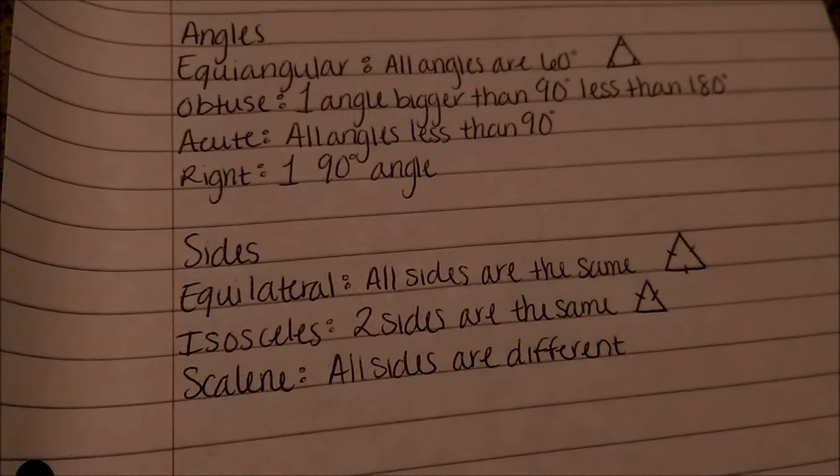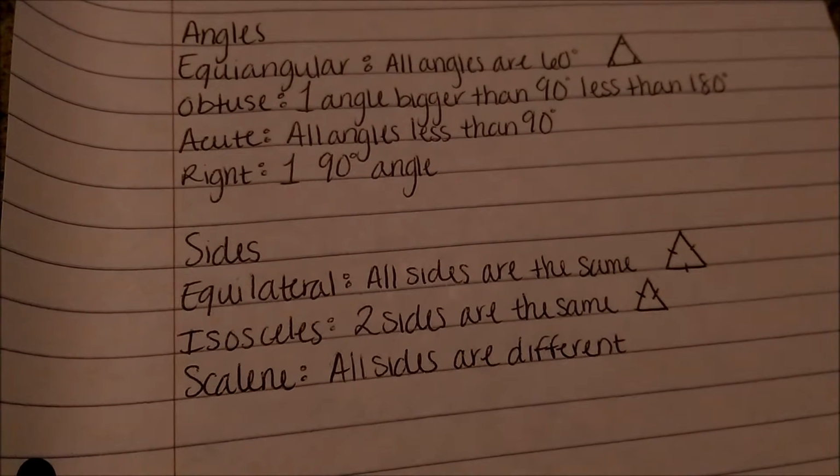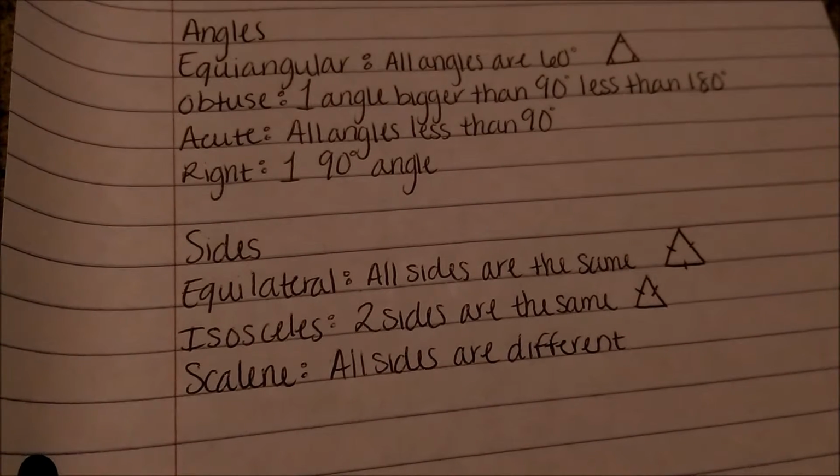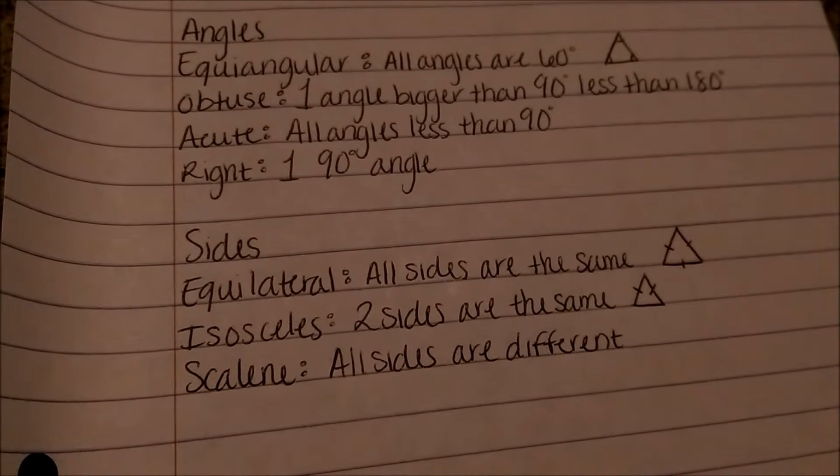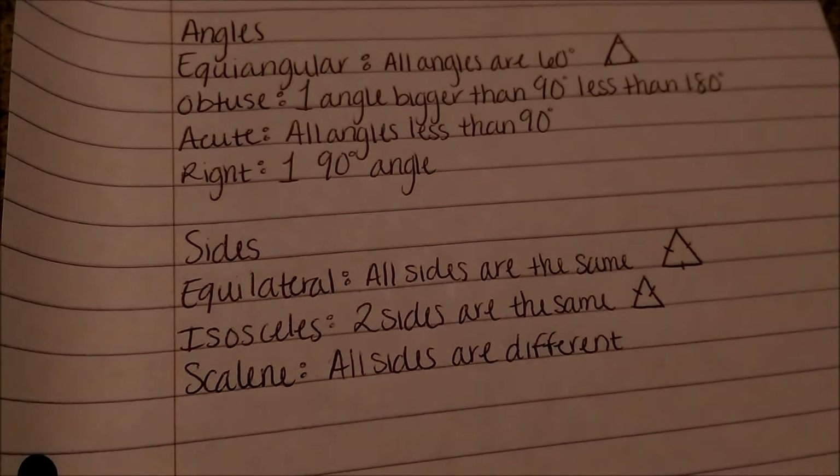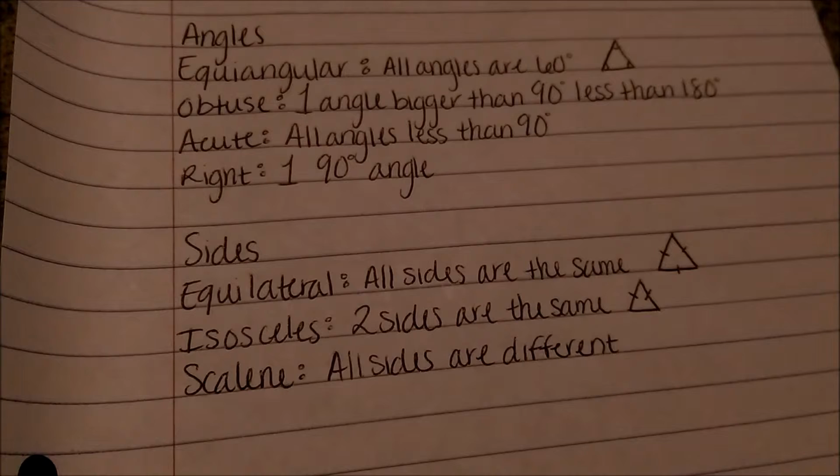Now, let's review sides. Equilateral means that all sides are the same. Isosceles means that two sides are the same. Scalene simply means that all sides are different.